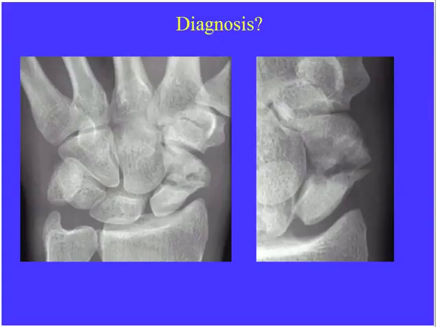Okay, what's the diagnosis here? We see a fracture through the waist of the scaphoid, and if we look a little closer, we see that there's a difference in the density of the proximal and distal fragments. The proximal fragment demonstrates increased density, and this represents scaphoid fracture with avascular necrosis.